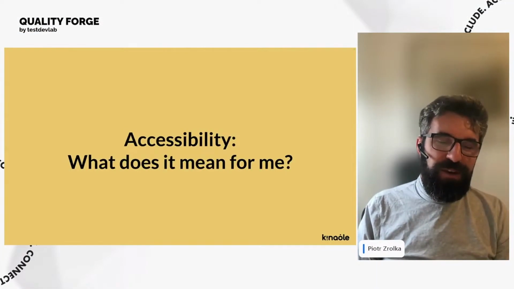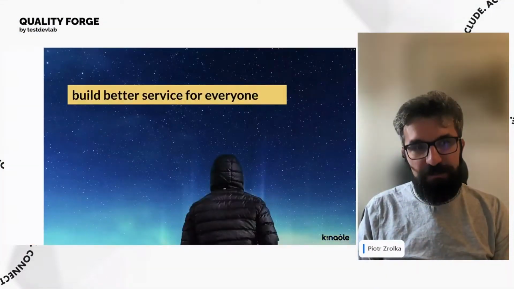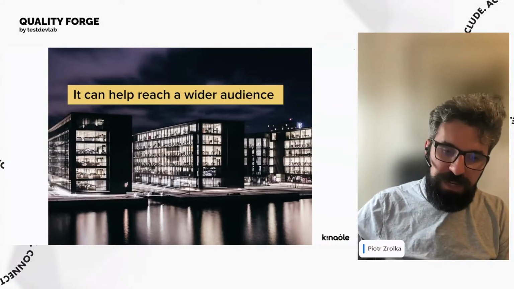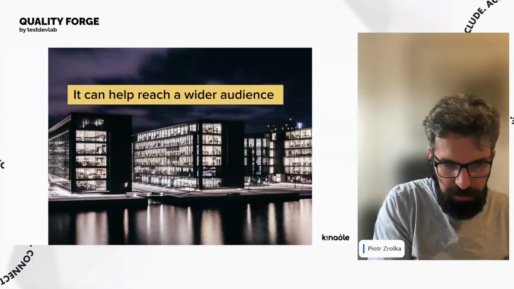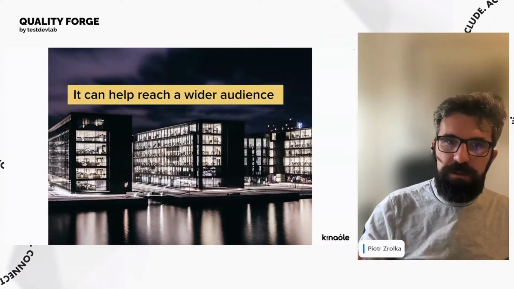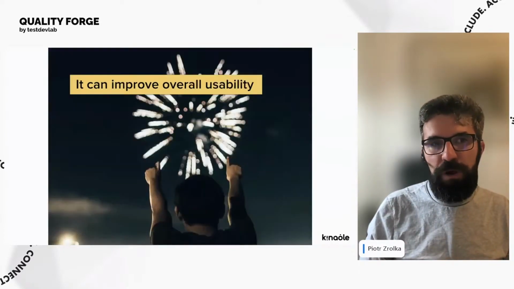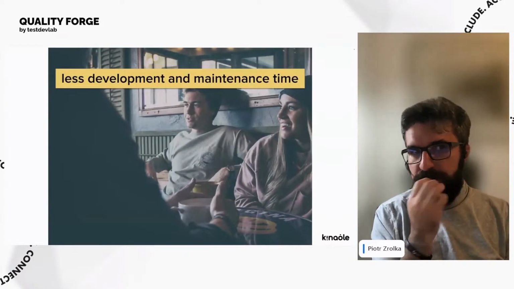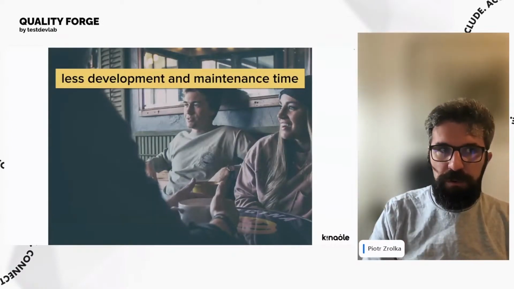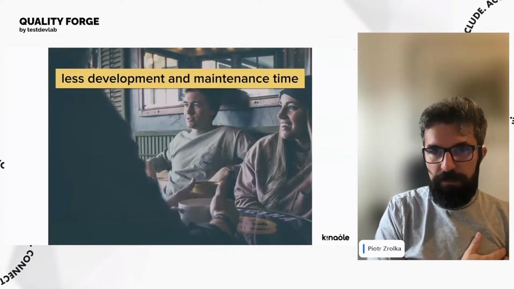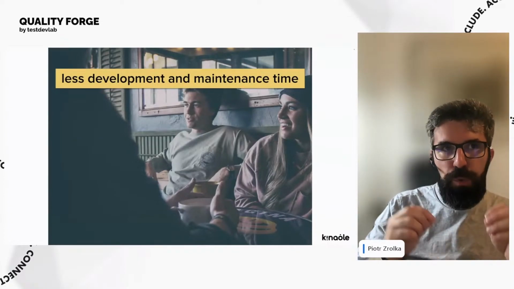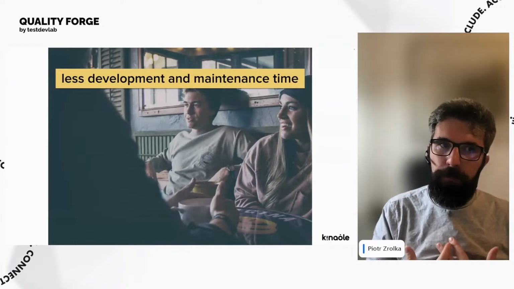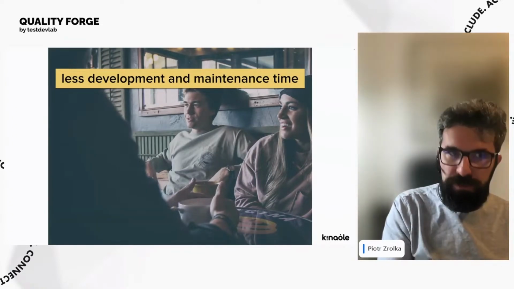Yeah, so what does it really mean from my perspective? First of all, we build better services for everyone. We can help reach a wider audience because if our product is accessible, we can attract more people to our product. We improve the overall usability, and I would say this is something super important. Less development and maintenance time, because accessibility is a quality of the code, how you build and how you maintain this for the future developer.